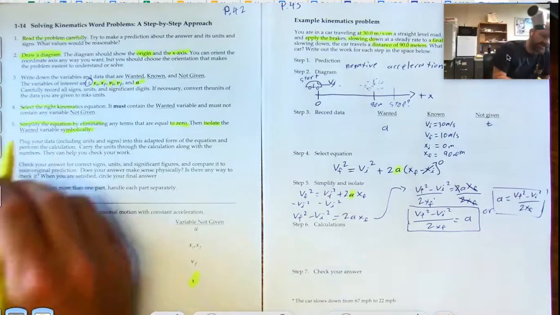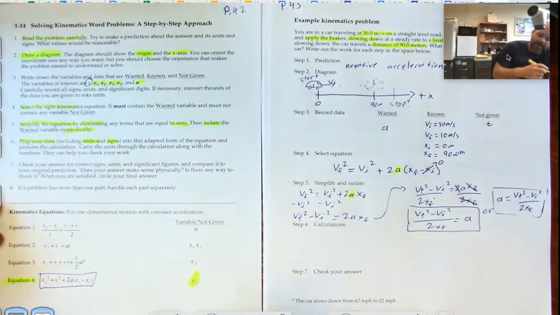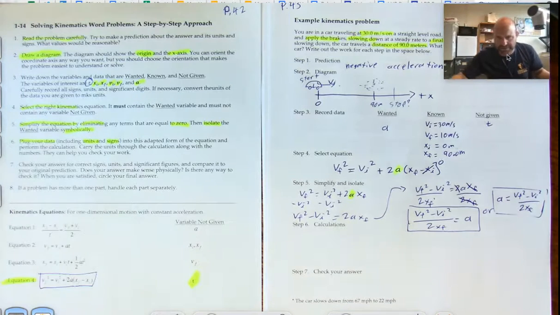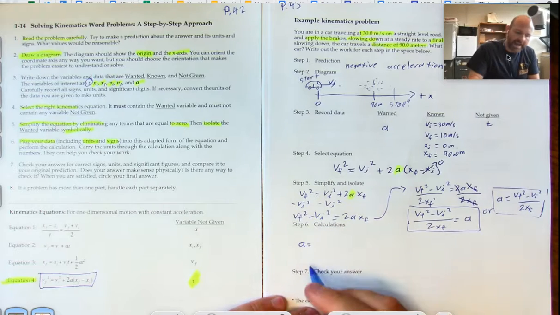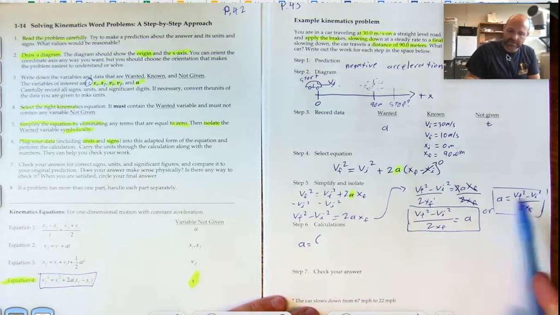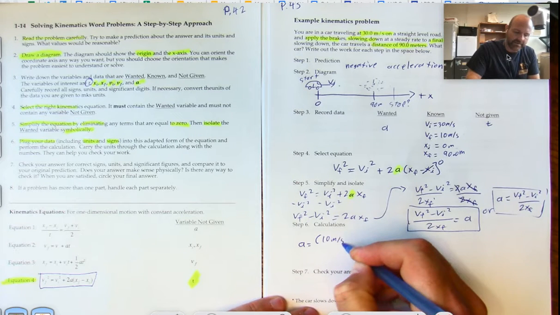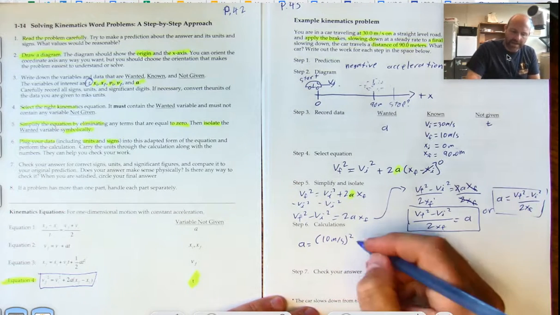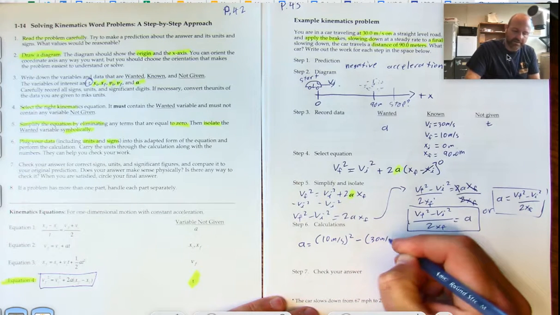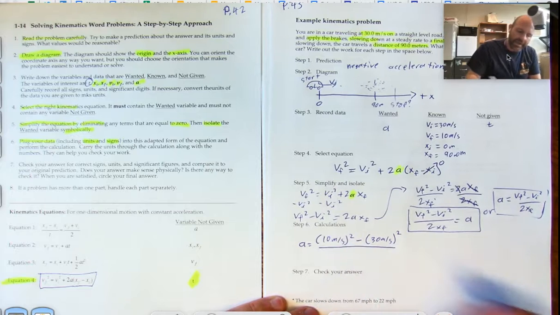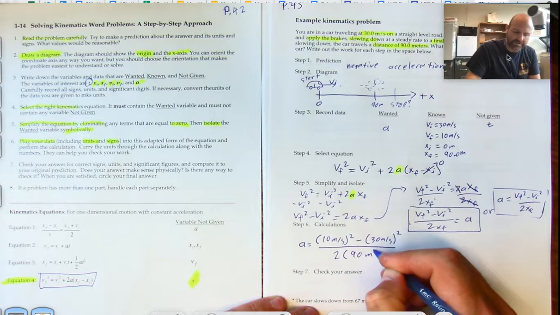So if we go back over to step 6, it says plug in your data, including units and signs, then do your actual calculation. So this is the part where I take that a from up above and I say a equals, what was V final squared? So V final is 10 meters per second. So 10 meters per second, and I square it. Minus V initial squared, so 30 meters per second squared. All of that is divided by 2 times x final, which is 90 meters.